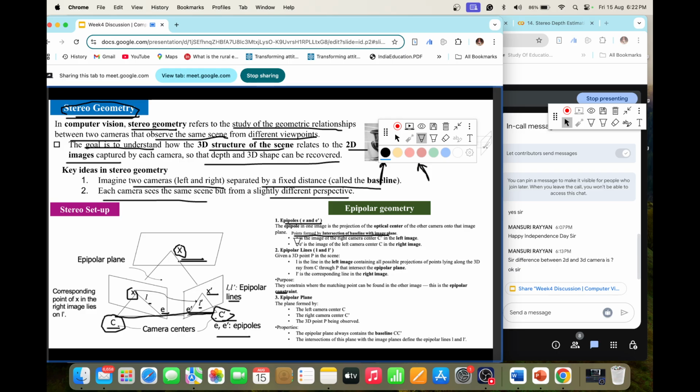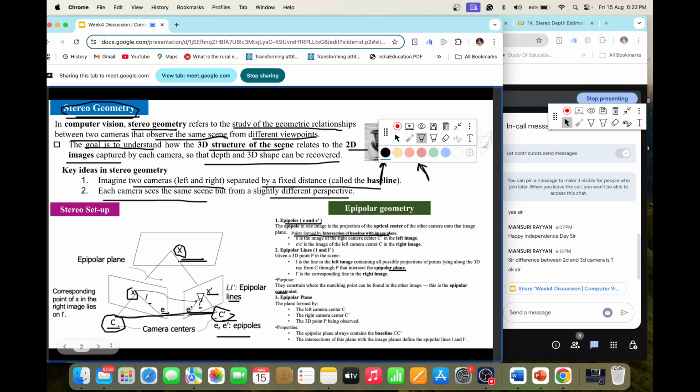Now the epipolar line is simple. The epipolar line connects the epipole and the image point. If it is in the left image plane, that is known as the left epipolar line. If it is in the right image plane, that is the right epipolar line. So these are the two epipolar lines. Let's read this: L is the line in the left image containing all possible projections of points lying along the 3D ray from C through P that intersects the epipolar plane. No need to understand this in detail, just understand this.